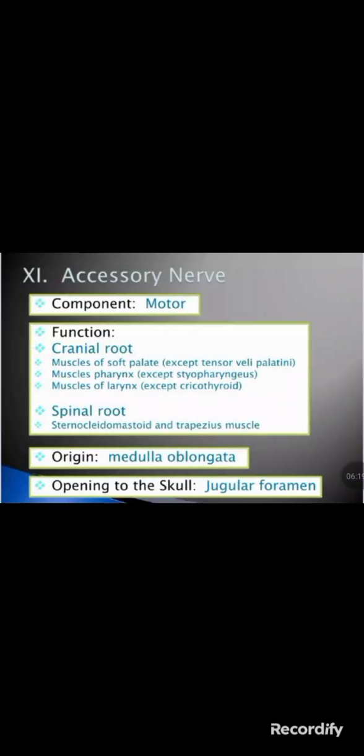Accessory nerve is the 11th cranial nerve. It is motor. Origin is from the medulla oblongata. Opening to the skull is jugular foramen.